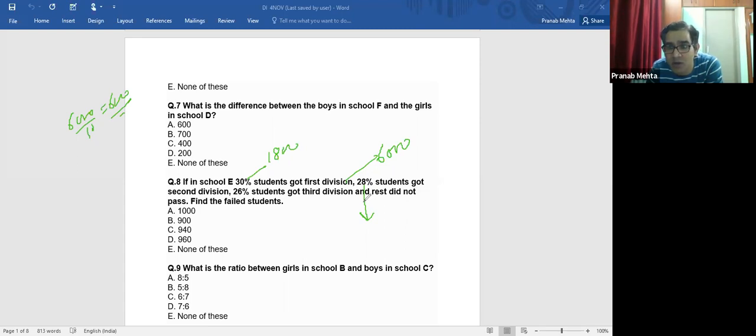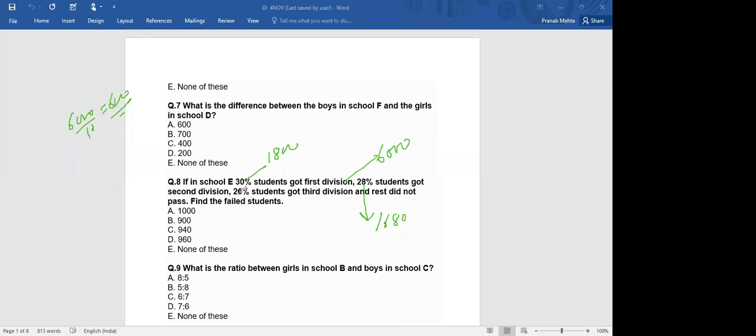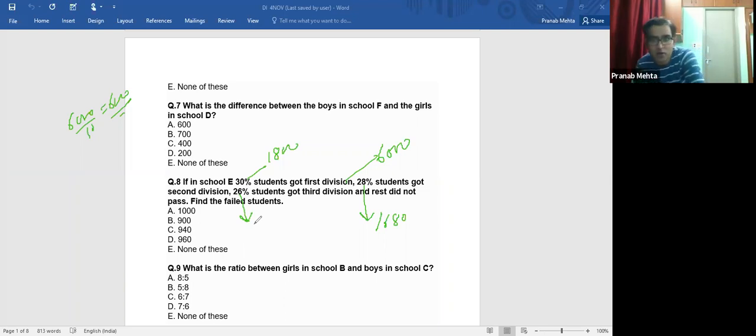1800 minus 120. 1800 minus 100 is 1700 and minus 20, so I'll get 1680. Look, without doing anything, we can do the calculation. Sir, instead of this, we can do 100 minus 84, 16% of 6,000. You do whatever you want, you get it without writing it. You get it the way I'm doing.